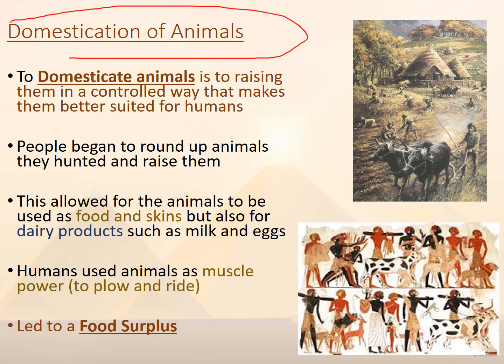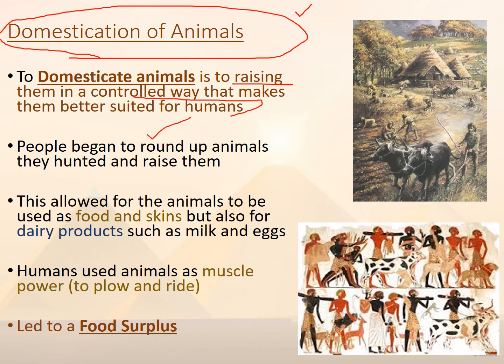Domestication of animals came shortly on the heels of domestication of plants, possibly dogs were domesticated while we were still nomadic. But basically it's learning to raise and train animals in a way that makes them suitable for humanity. We began to round up the animals that we hunted and just raise them.